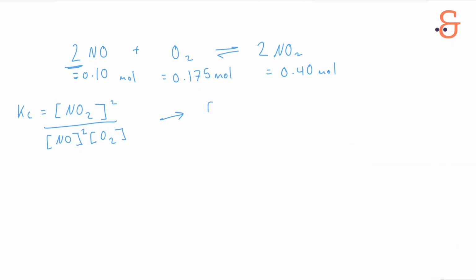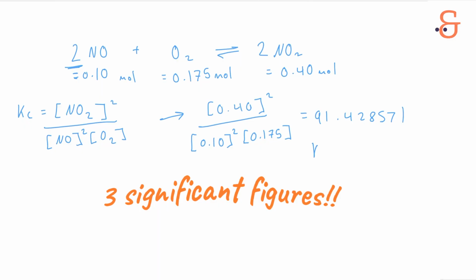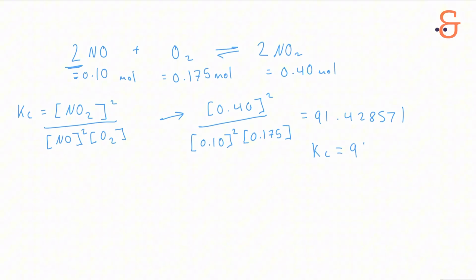So now let's sub in our concentrations. So we've got 0.4 moles on the top, squared, divided by square bracket 0.1 moles of NO2 squared again, and that is times by 0.175 moles of O2. And that gives us a final answer of 91.428571. And rounding that up to 3 significant figures, Kc is equal to 91.4.